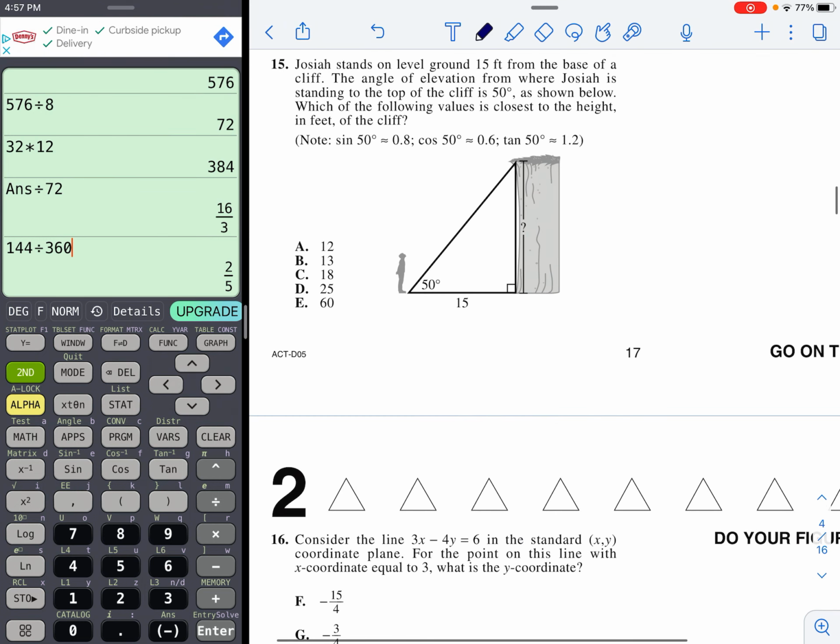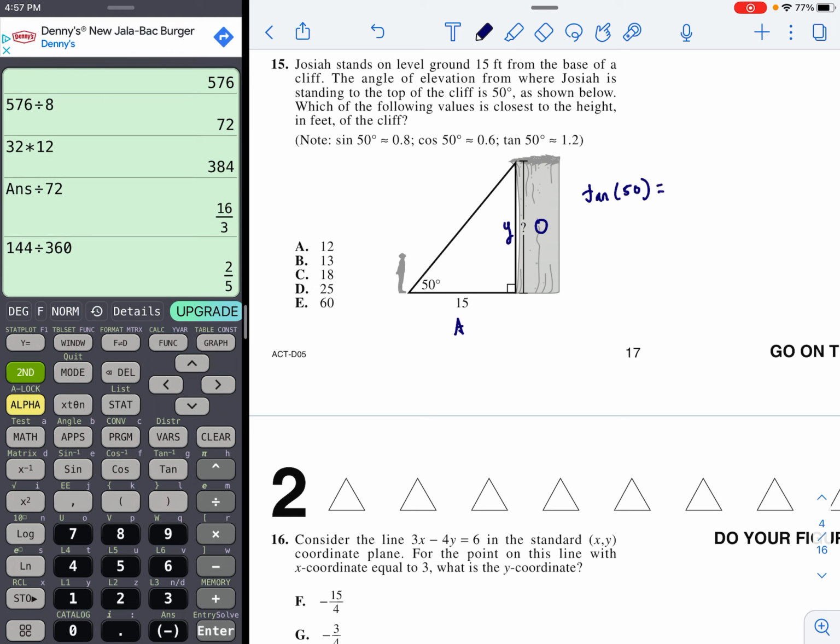Josiah stands on level ground 15 feet from the base of a cliff. The angle of elevation is 50 degrees. They're just asking us for this height here. What you need to realize is you're being asked about an opposite from an angle in a right triangle, and you're being given the adjacent. And so we want the tangent because it will link the opposite and the adjacent sides.